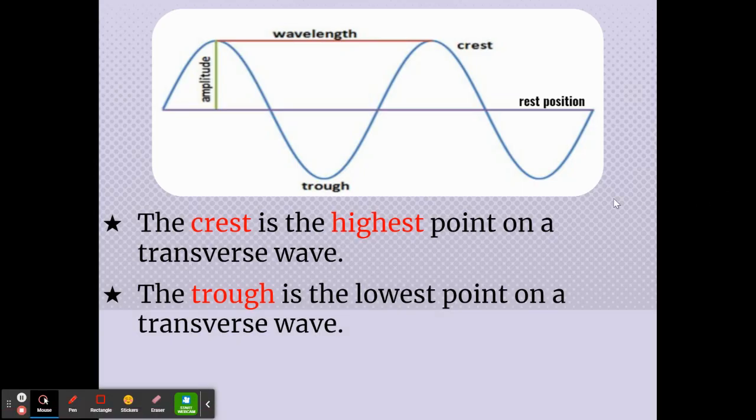All right, now the crest, which I mentioned earlier and that you read in the scaffold text earlier this week, the crest is the highest point on a transverse wave. Your crest is the highest point. And then your trough is the lowest point on the transverse wave. So your trough is down here. Make sure you're writing down what's in red in your notes.